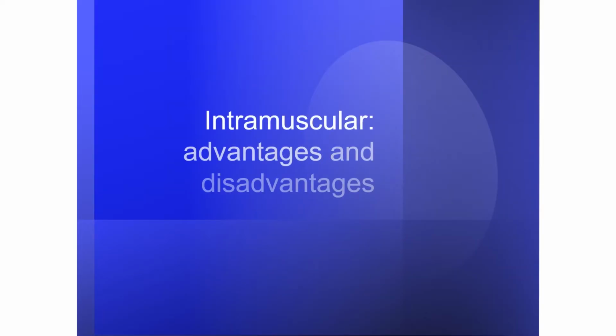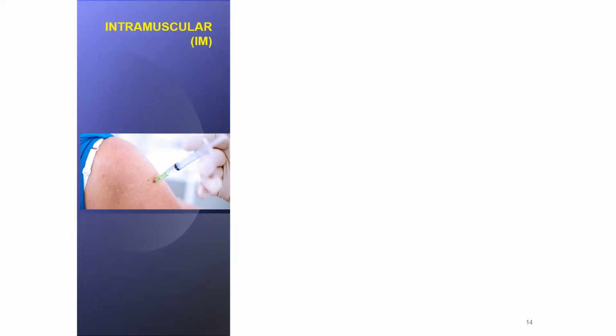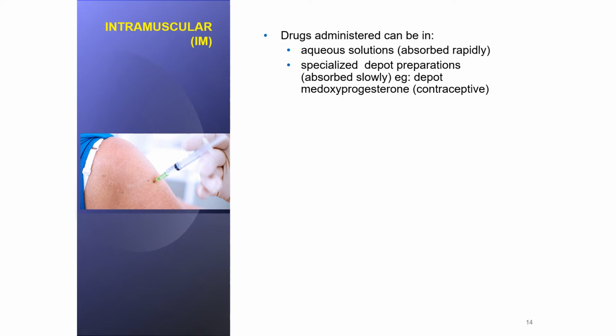Now we are going to talk about intramuscular injection. Intramuscular injection is where you inject the drugs straight to the muscles. Right. So there are two types. One is the aqueous solution, where after injection, the drug will be absorbed from the local blood supply to the systemic circulations. The second one is the specialized depot preparation. It will be absorbed slowly to the local blood supply. Right? And example of it is depot contraceptive.